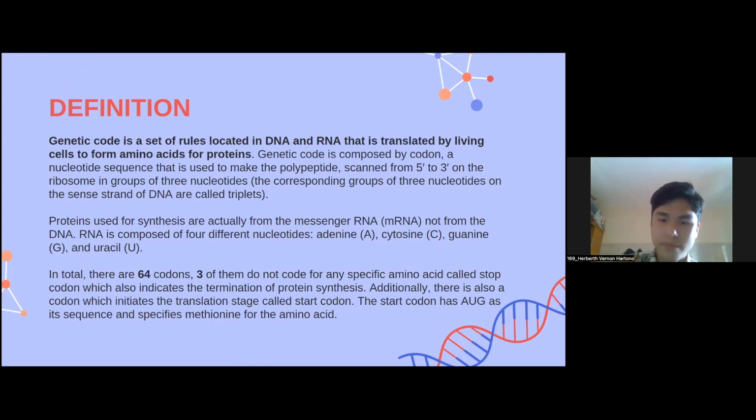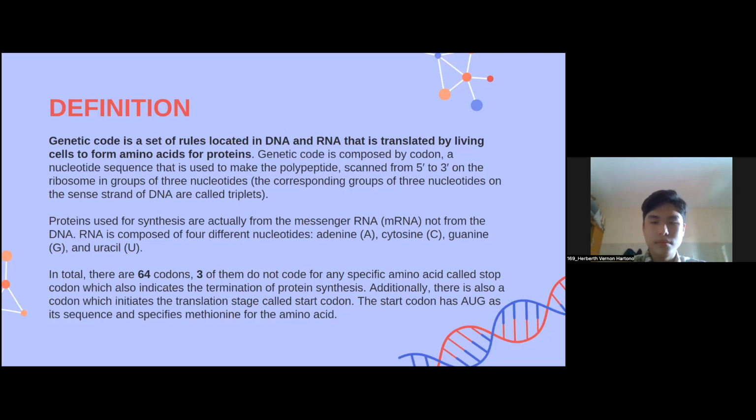My name is Nadira. My student number is 22025111160. I'll be explaining the definition. So genetic code is a set of rules located in DNA and RNA that is translated by living cells to form amino acids for proteins. Genetic code is composed of codons, nucleotide sequences used to make the polypeptide, scanned from 5' to 3' on the ribosome in groups of 3 nucleotides. Proteins used for synthesis are actually from the messenger RNA, not from DNA. RNA is composed of 4 different nucleotides: adenine, cytosine, guanine, and uracil.